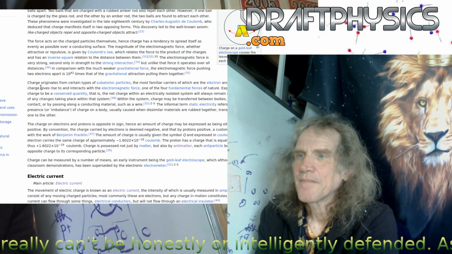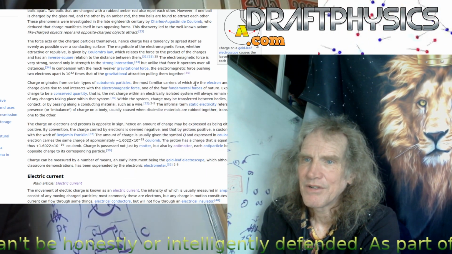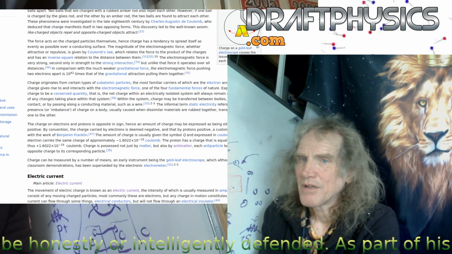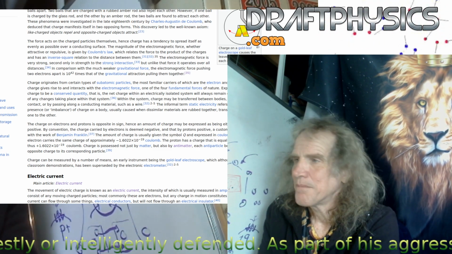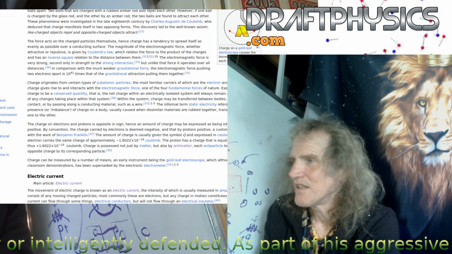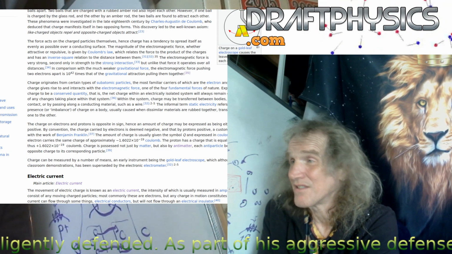All right. Charge originates from certain types of subatomic particles, the most familiar carriers of which are the electron and proton. So at least they're conceding, yeah, that does take up 99.9999% of reality. So why don't we just talk about electrons and protons, because everything else is nonsense.